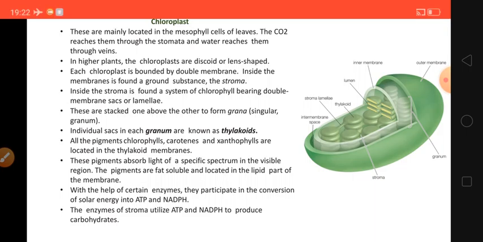So students, if you pay attention to this, the light reaction, where the absorption of light takes place by the pigment, happens in the thylakoid membrane. Okay, so this process is utilized to form the ATP and the NADPH, that means the energy and the reducing power. And then the enzymes of the stroma will utilize the ATP and the NADPH to produce carbohydrate, or you can say to produce glucose.